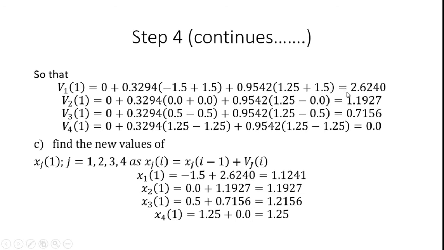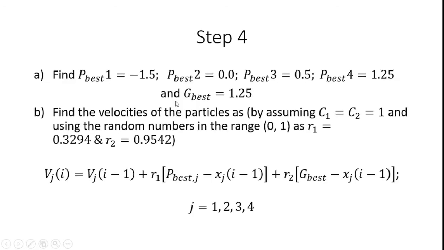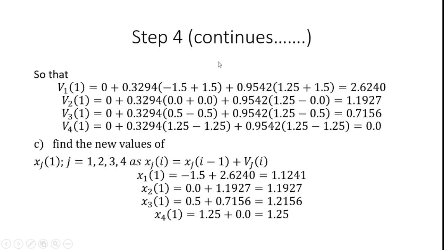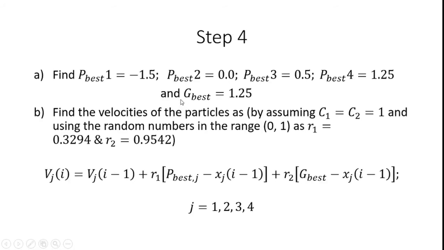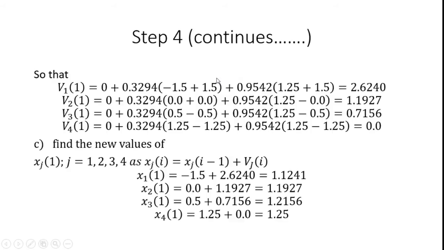From this equation, I got the neighborhood point, which is 2.6240. Likewise, I moved to the next point, V2 of 1, which is equal to the initial point 0. I consider that because the initial velocity is 0, plus the same random number I plus 0.3294. Here the 0.0 is because the P best of the second population is 0, so I substitute 0.0, which also determines the previous iteration's value. Here also P best as 0.0 plus 0.9542 times 1.25 minus 0.0.